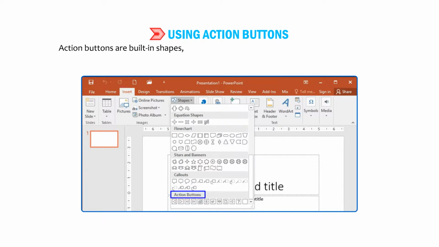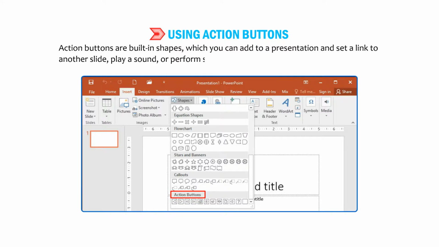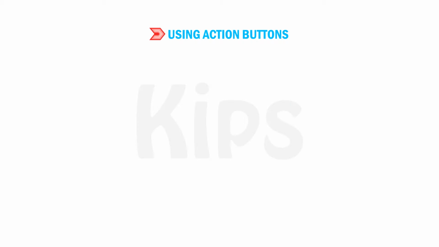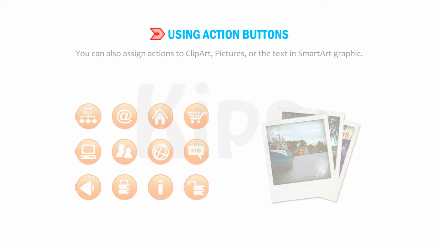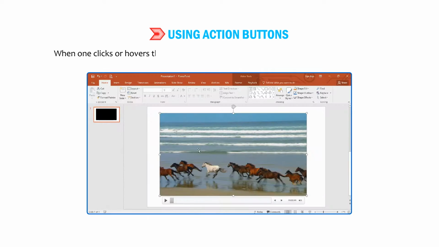Action buttons are built-in shapes which you can add to a presentation and set a link to another slide, play a sound or perform some other action. You can also assign actions to clip art, pictures or the text in Smart Art Graphic. When one clicks or hovers the mouse pointer on the button, the selected action will occur.